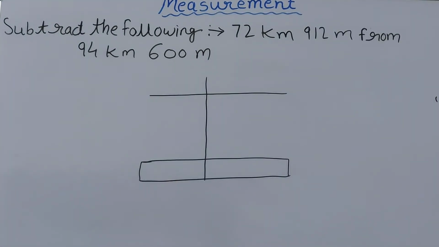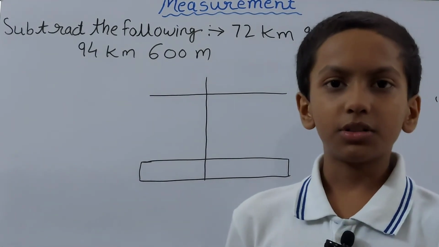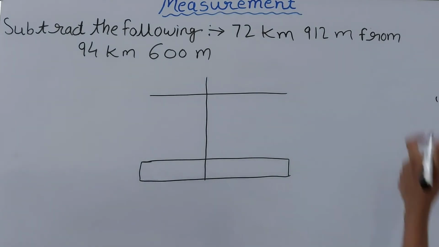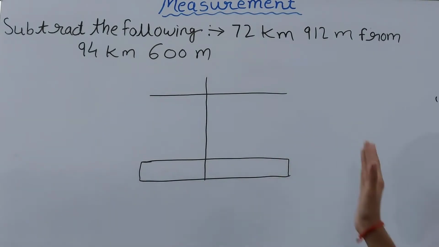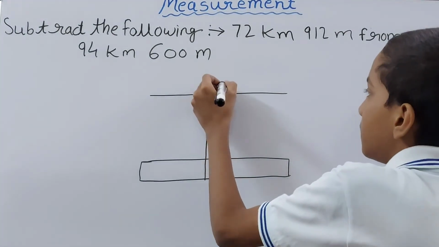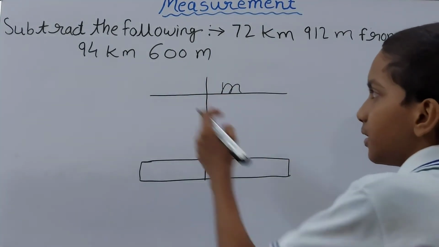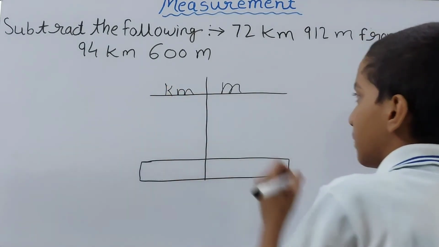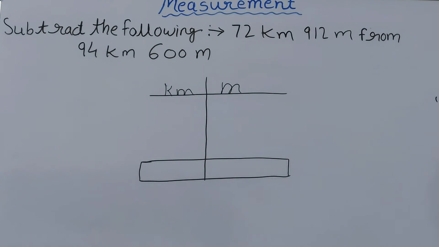Friends, as I told you, first we have to separate the units and their numbers. So let's separate. As I told you, we need to start from the smallest unit. Here it is meters. So that means we will write meters in the left side column. So let's write meters here. And the next unit is kilometers. So this will be km, that is kilometers. Now friends, let's write down their numbers also.